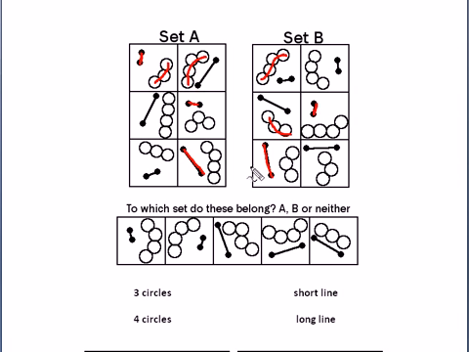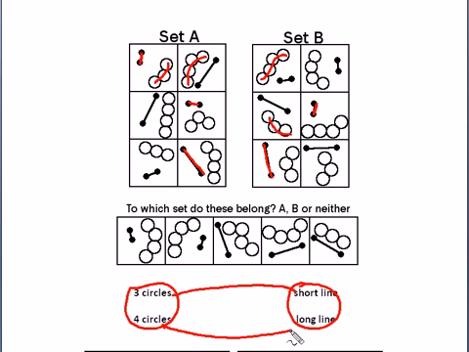So on the face of it, you're looking and saying, well, everything's looking pretty similar and there's no obvious rule jumping out at me. But if we break it down into the two elements of 3 or 4 circles as one option, and short line, long line as another option, then there are actually 4 different ways that we can pair these up. We can pair up 3 circles with short line, 4 circles with long line, 3 circles with long line, and 4 circles with short line.